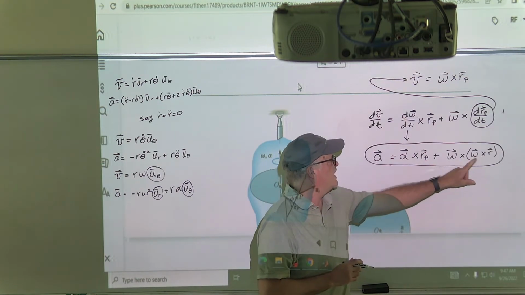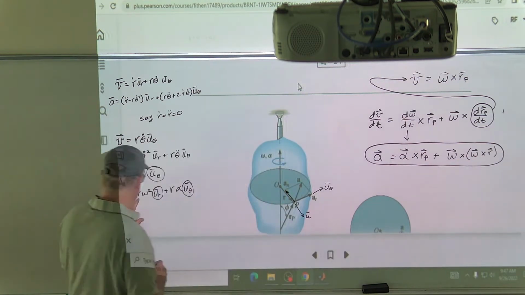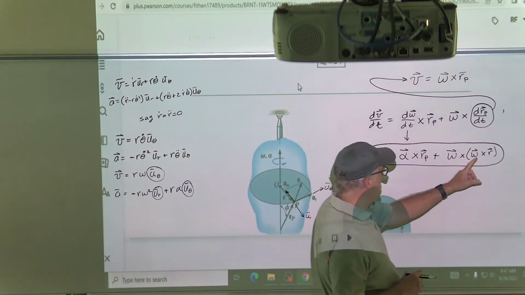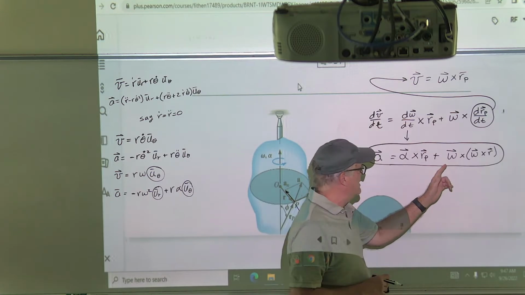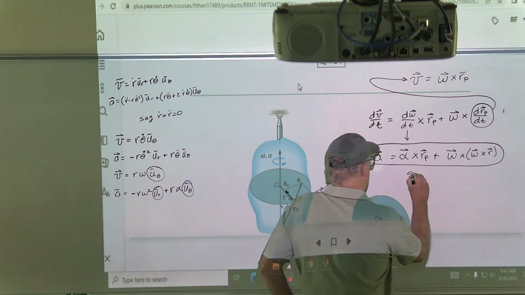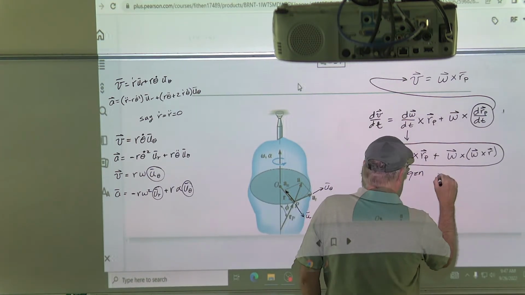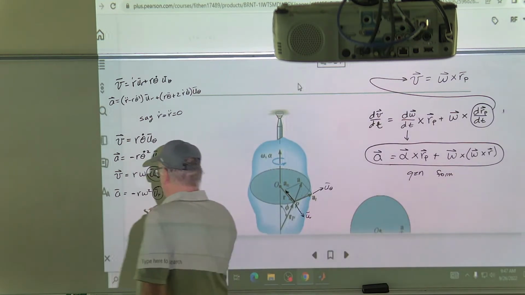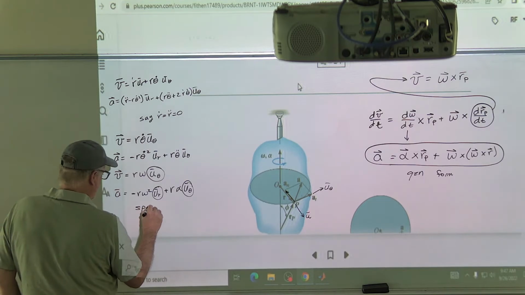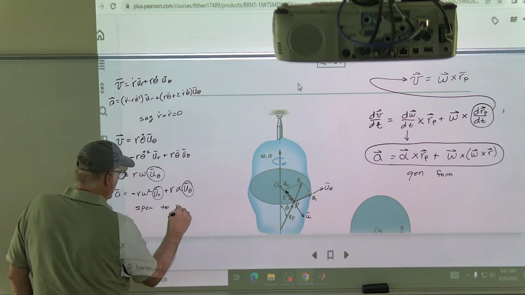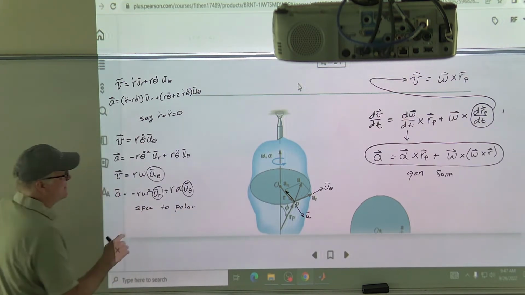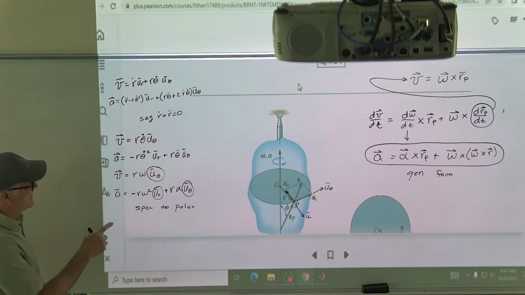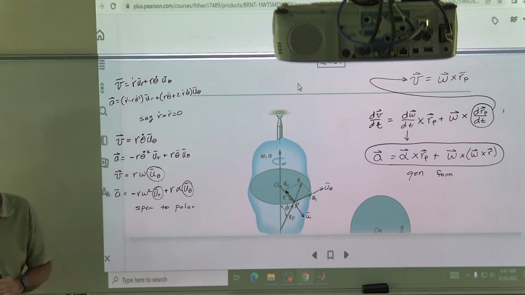And this one's weird. But guess what? Omega squared R. Wait a minute. Omega R. So in fact, this is the general form that he's going to write in a minute. And this is specific to polar. So in fact, all of this stuff you've already done. And I don't know how he generates the general form.